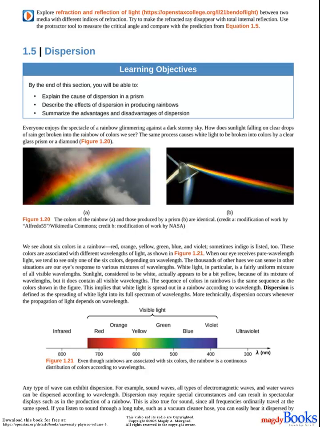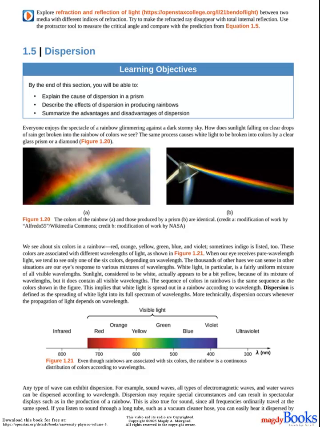White light, in particular, is a fairly uniform mixture of all visible wavelengths. Sunlight, considered to be white, actually appears to be a bit yellow because of its mixture of wavelengths, but it does contain all visible wavelengths. The sequence of colors in rainbows is the same sequence as the colors shown in the figure. This implies that white light is spread out in a rainbow according to wavelength. Dispersion is defined as the spreading of white light into its full spectrum of wavelengths. More technically, dispersion occurs whenever the propagation of light depends on wavelength.